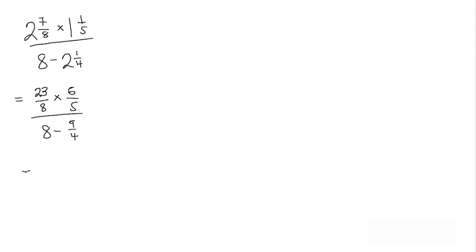Alright, so from here we can go on ahead. If you look at the top, they are multiplying each other, so we can just multiply. 23 multiplied by 6 will give me 138, so I have 138 divided by 8 multiplied by 5 will give me 40. Then I have the bigger division sign over here. Now I have 8 minus 9 over 4.